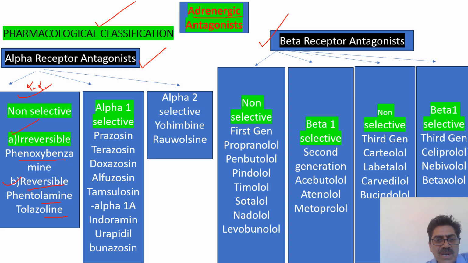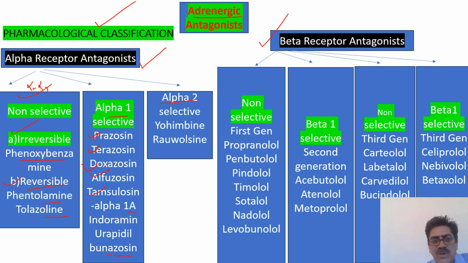So it is non-selective. On the contrary, we have now selective alpha receptor antagonists, means certain alpha receptor antagonists, they will act on alpha 1 receptor subtype only. Example is prazosin, terazosin, doxazosin, alfuzosin, tamsulosin. Tamsulosin is also alpha 1A selective. So alpha 1 receptors have further subtypes, alpha 1A, alpha 1B, etc. So indoramin, urapidil and bunazosin, they are alpha 1 selective receptor antagonists.